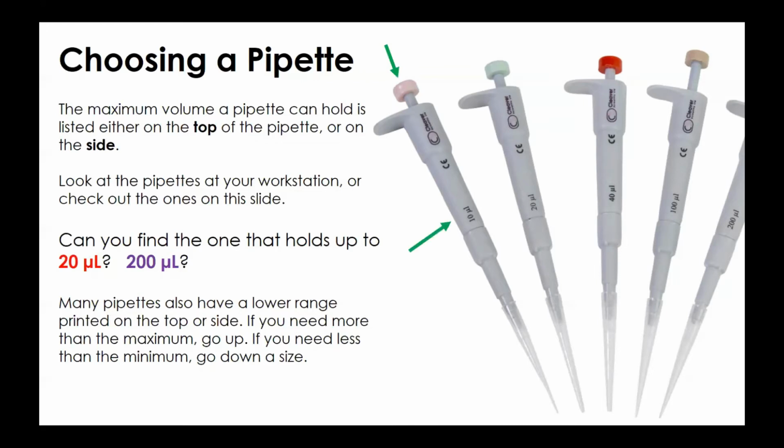Look at the pipettes at your workstation or check the ones out on the slide. Can you find the one that holds up to 20 microliters? What about 200? Many pipettes also have a lower range printed on the top or side. If you need more than the maximum that that pipette can hold, go up a size. If you need less than the minimum, go down.